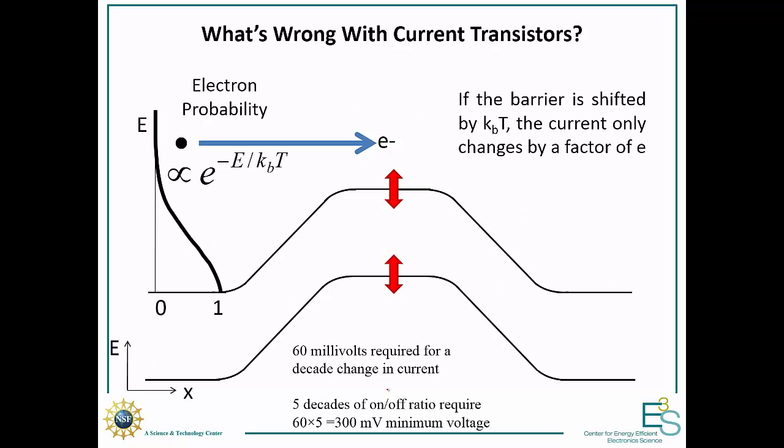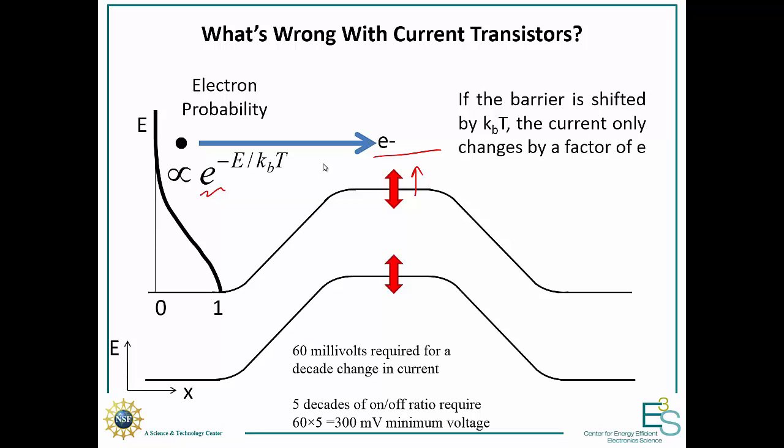First, let me review what was wrong with current transistors. In a current transistor, we have a thermal distribution of electrons in the source. What this means is that to turn off the transistor, we typically move this barrier up by, say, a factor of kT. We block the current, but we can only block the current by a factor of e, because the electrons follow this thermal distribution. So if we want a large on-off ratio, we need a large voltage, typically a few hundred millivolts.